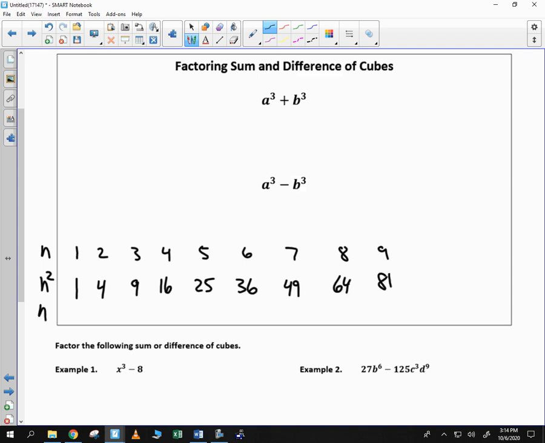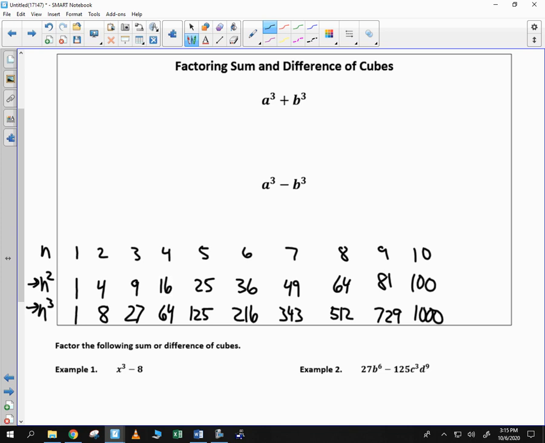But if you were to cube those, 1 times 1 times 1 is 1. 2 times 2 times 2 is 8. 3 times 3 times 3 is 27. 4 times 4 times 4 is 64. 5 times 5 times 5 is 125. 6 times 6 times 6 is 216. 7 times 7 times 7 is 343. 8 times 8 times 8 is 512. And 9 times 9 times 9 is 729. You can put 10 on here and you'd have 100 and 1,000. So these are what we call our perfect squares, and these are what we call our perfect cubes.